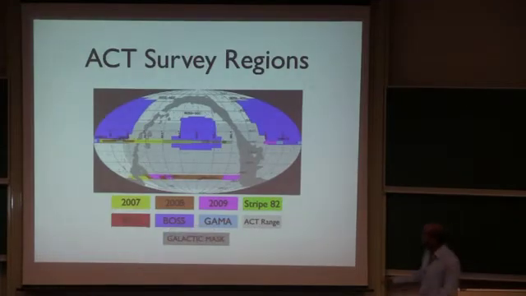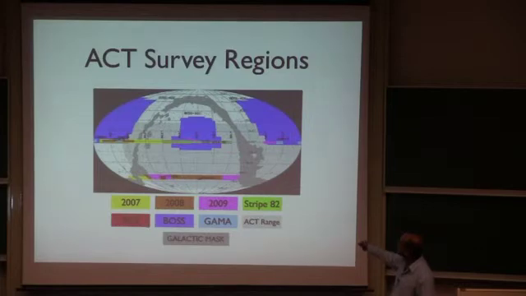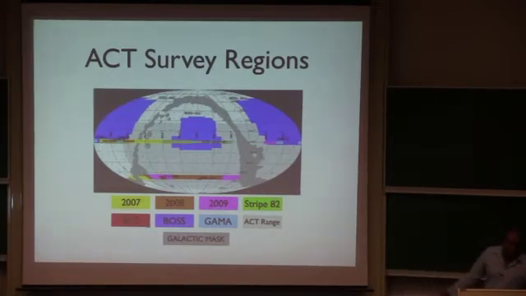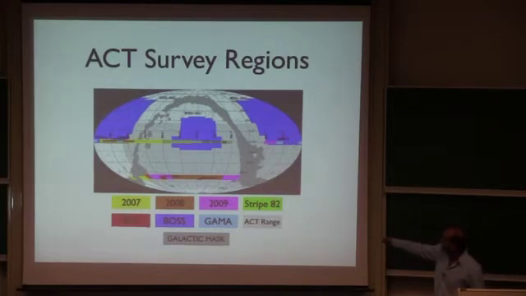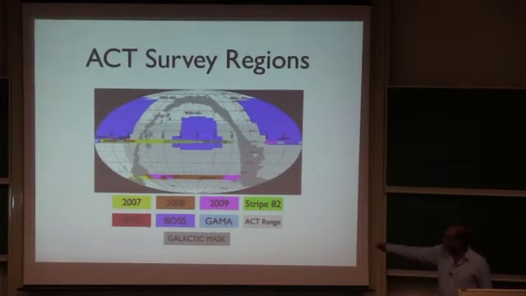Okay, so ACT spent 3 seasons observing, and the data that we'll focus on here is in Stripe 82. This is the Sloan Digital Sky Survey, Stripe 82. And so I'll mostly talk about that. But we've also scanned in the south where we overlap with SPT. We've also found clusters in these regions.